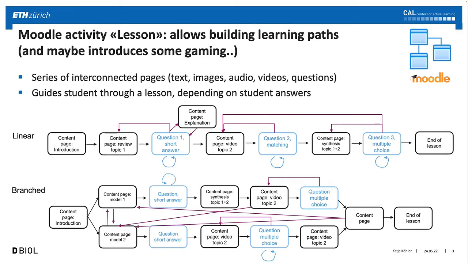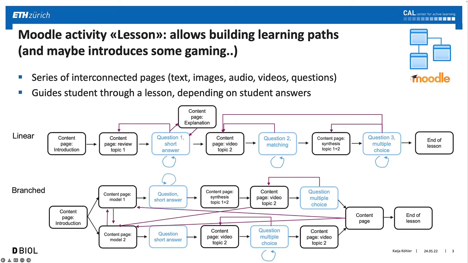You have a linear version, which is the easiest and most straightforward to set up, where students follow a defined path. Depending on how they answer a question, they would either have to repeat the question, be redirected to a previous page, or be redirected to a different content page which has maybe an extra explanation. In the correct answer version, they are directed to the next page. This is how they move through the lesson, and you can make the interconnections of the different pages as you think they are useful.